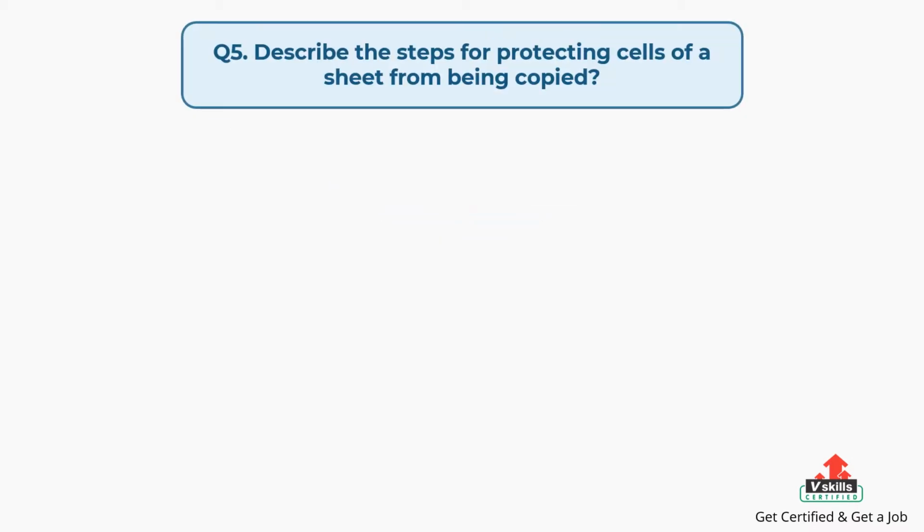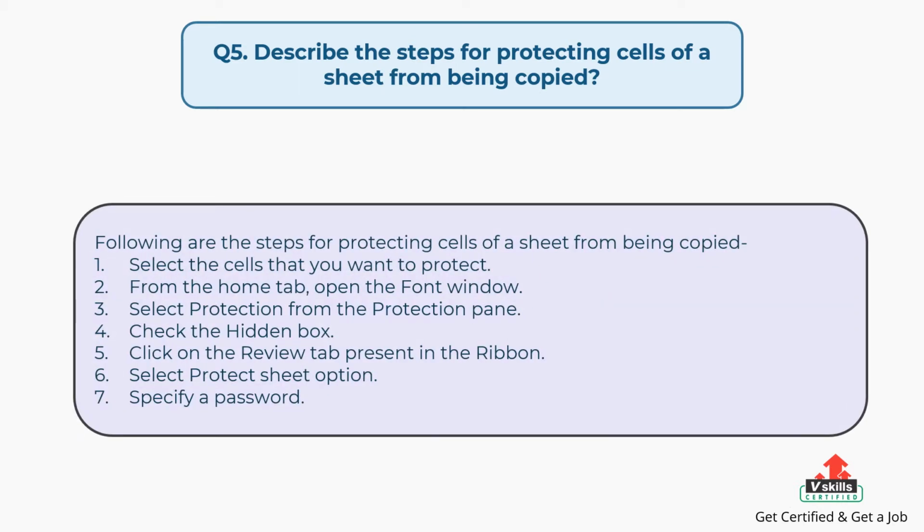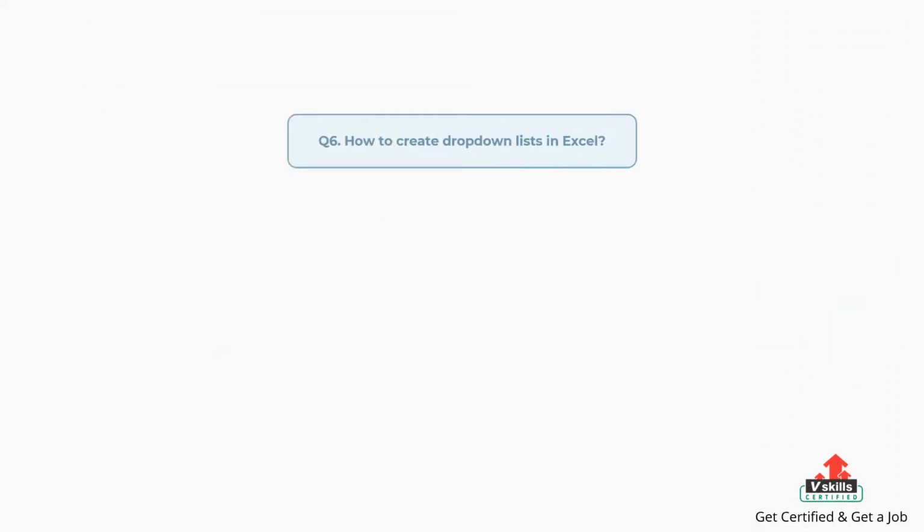Question number 5. Describe the steps for protecting cells of a sheet from being copied. The answer is, following are the steps for protecting cells of a sheet from being copied. Firstly, select the cells that you want to protect. Secondly, from the Home tab, open the font window. Thirdly, select Protection from the Protection pane. Then, check the hidden box. After that, click on the Review tab present in the ribbon. Then, select Protect Sheet option. Lastly, specify a password.